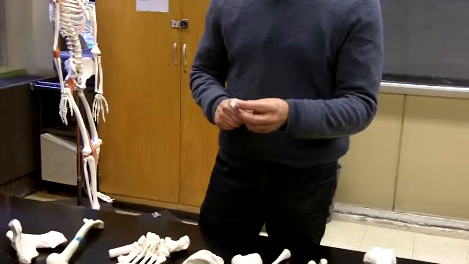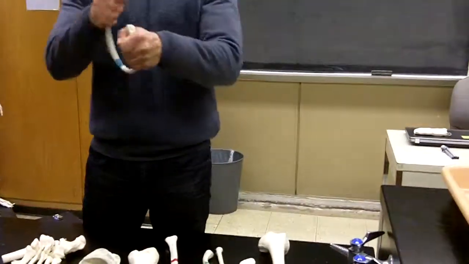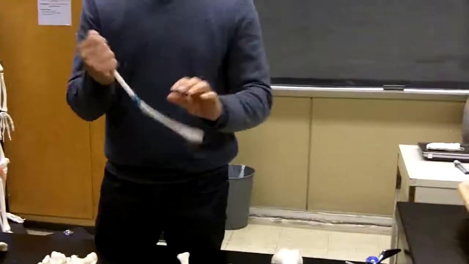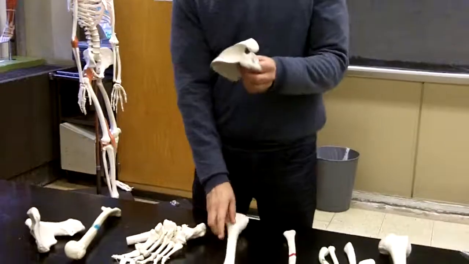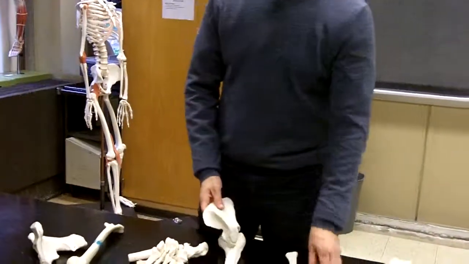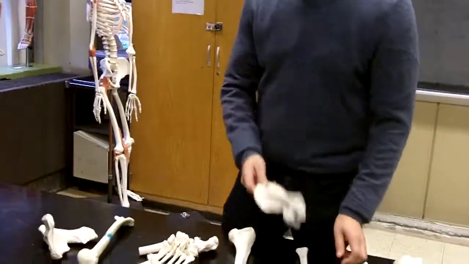What's this one with the circle? Radius. Good. What's this one? Fibula. Good. What's this one called? Tibia. Is this one called the scapula? Yes. What's this one called? Clavicle. What's this called? Scapula. Very good.